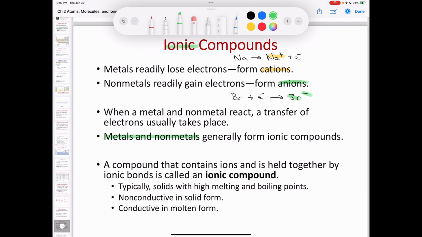If you form a compound that comes from a metal and a non-metal, okay? And this is a great way to remember. Ionic compounds come from a metal and a non-metal, okay? Think about table salt, sodium chloride, right? Sodium is a metal, whereas chloride is a non-metal, okay? You can find that out by looking at the periodic table. So a compound that contains ions is held together by ionic bonds. We call that an ionic compound.